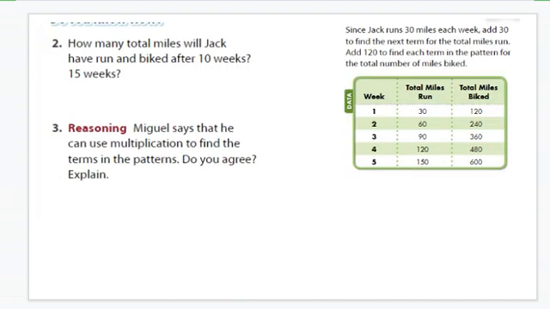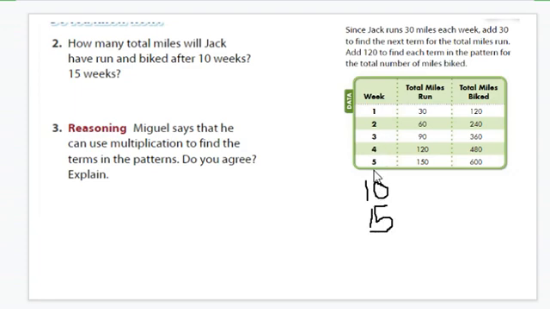Moving on. All right, so here is some of your classwork, the first 2 of your classwork. It's using the same data table that we were just looking at with the 30 miles run and the 120 miles per week biked. Number 2 is just asking us to extend this graph. So we have week 5. We want to know what is week 10 and what is week 15.